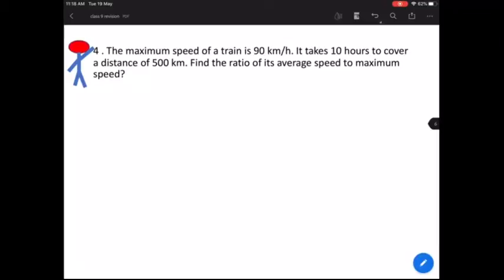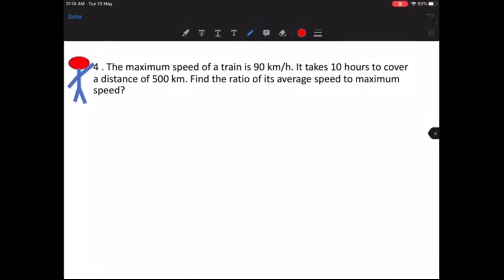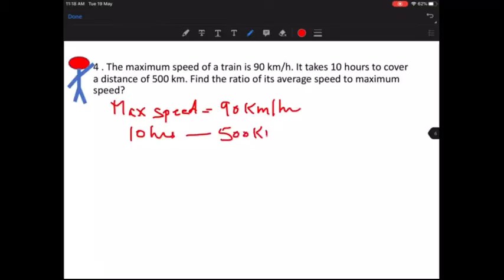Okay, look at this question now. The maximum speed of the train is 90 kilometers per hour. So write down whatever is given to you. What is given to us? Maximum speed is given to us. It takes 10 hours to cover a distance of 500 kilometers. What is given again? 10 hours it takes to cover 500 kilometers.